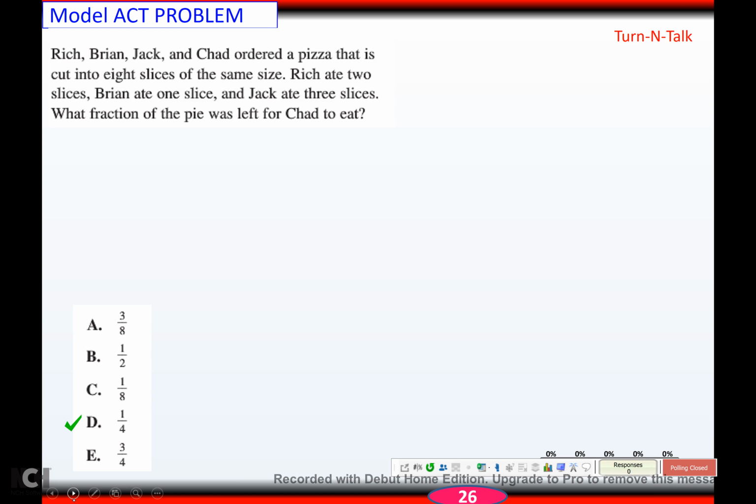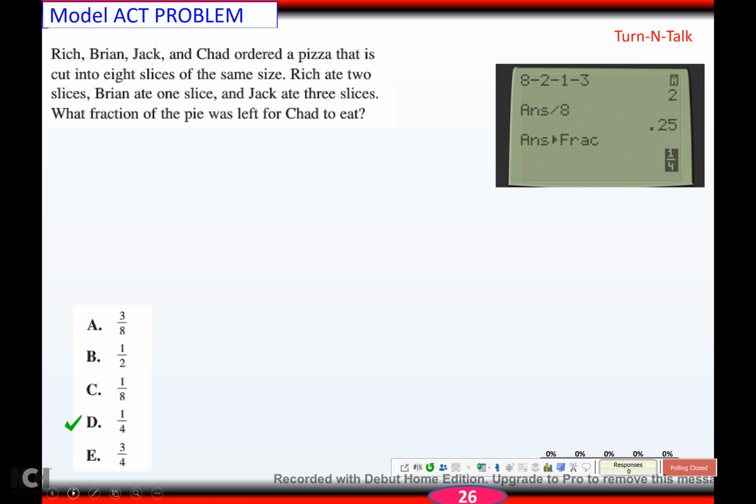Hopefully you got 1/4. It says Rich, Brian, Jack, and Chad ordered a pizza that is cut into 8 slices of the same size. Rich ate 2 slices, Brian ate 1 slice, and Jack ate 3. What fraction of the pie was left for Chad to eat? Well, you take 8 pieces, okay? Rich ate 2, so take away 2. Brian ate 1, take away 1. Jack ate 3, take away 3.